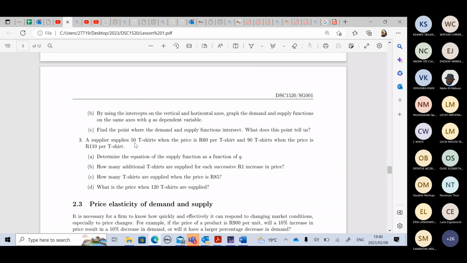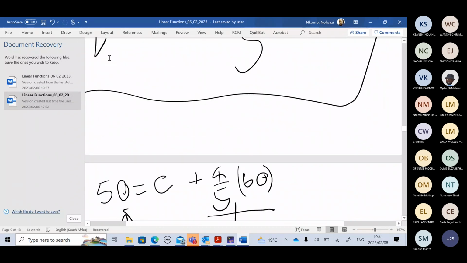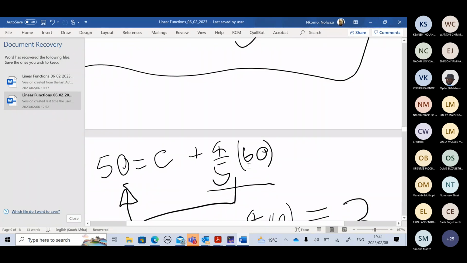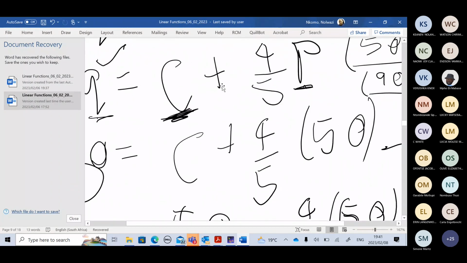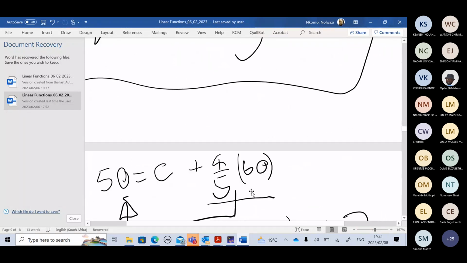So look, Q is 50 and P is 60. Yes, that's why here, where there is Q, we have 50. Where there is P, we have 60. Oh, okay. Initially, I made a mistake. I knew there was 50 and 60, but then I forgot which one is the price from the numbers and which one was the quantity. Okay. All right. Is it fine now? Yes.